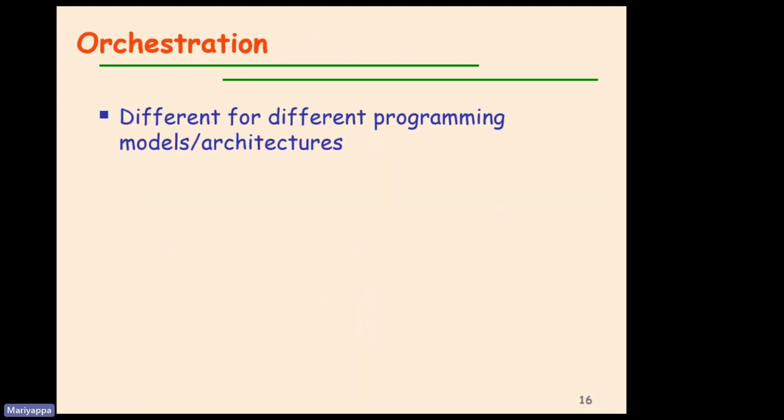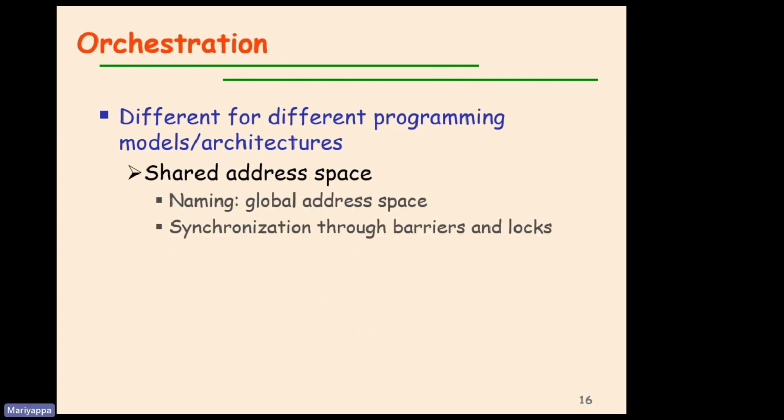Orchestration essentially talks about how these processes interact with each other. If you have a shared address space model, then these processes will have some part of the address space which is shared across all of these processes, and they can directly access those variables. But some synchronization could be required. I'll explain that a little bit.